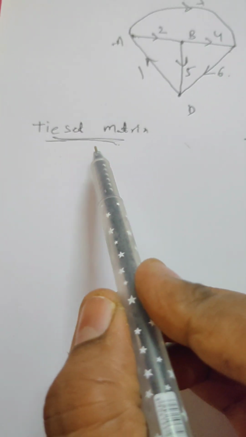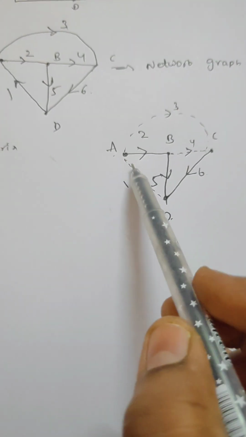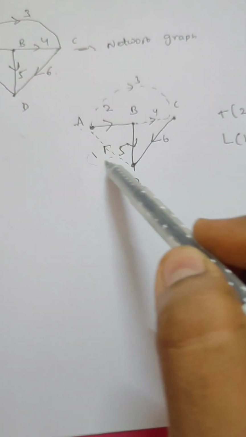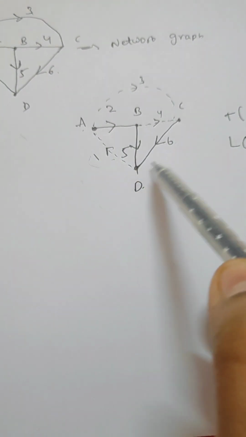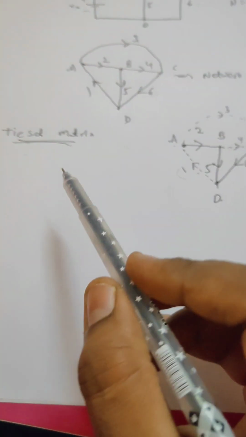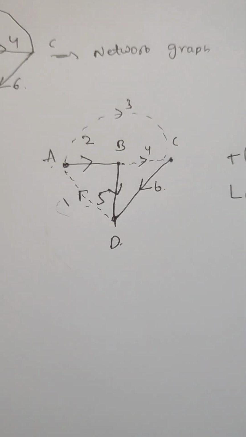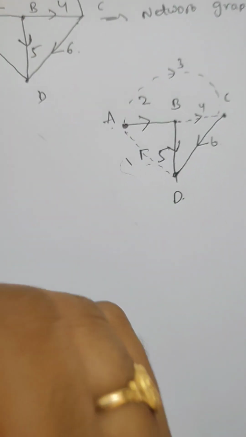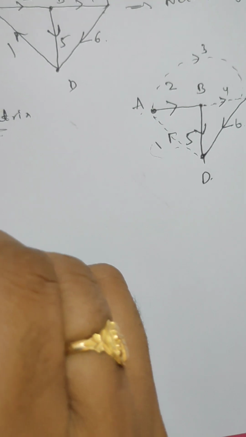Now, to write down the tie-set matrix, we have to consider each link and tie each link separately to this tree configuration. Then we will be able to write down the tie-set matrix. So here I am considering tie set 1.